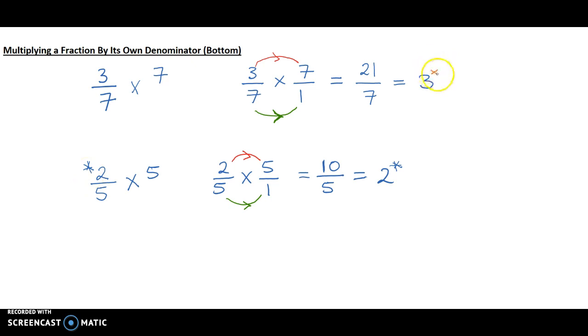Okay? So hopefully now you believe me when I say that the way to get rid of a fraction is to multiply the fraction by its own bottom. And this is the technique that we're going to use in this next section.